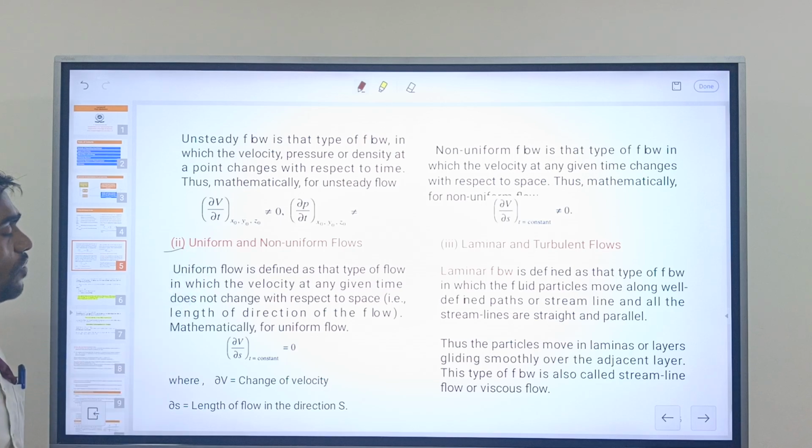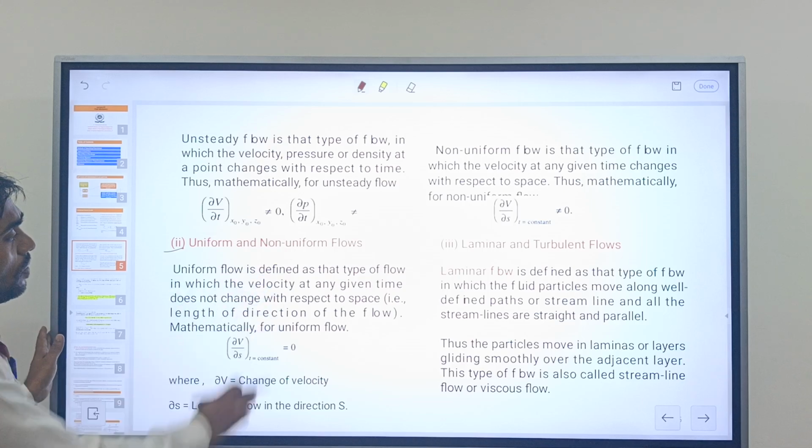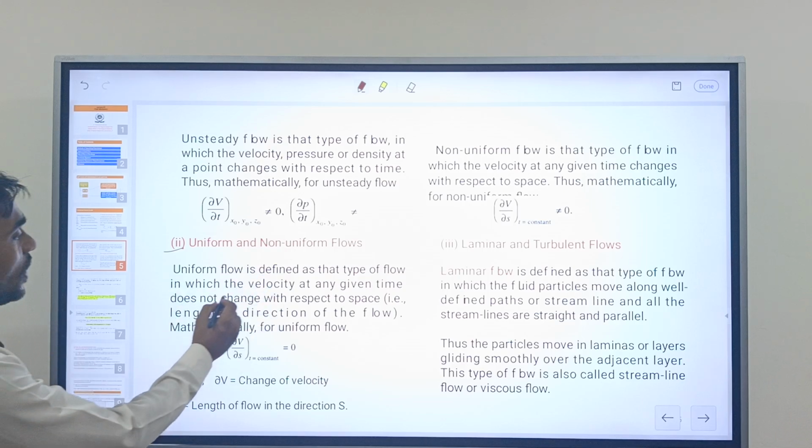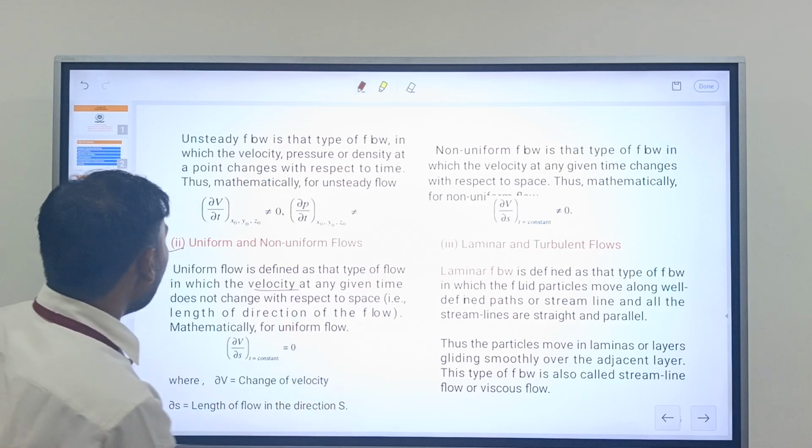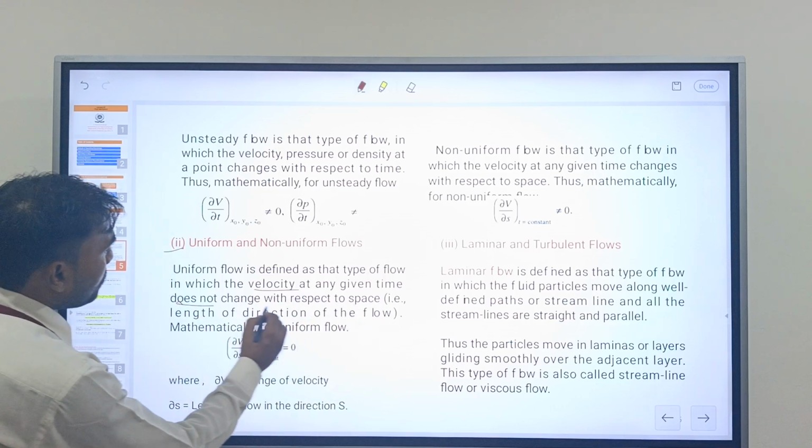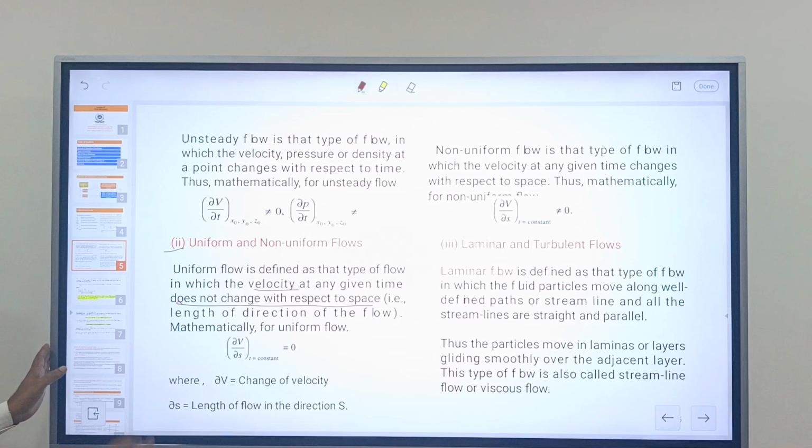Next, uniform and non-uniform fluid flow. In uniform fluid flow, the velocity at any given time does not change with respect to space, that is, the length or direction of the flow.